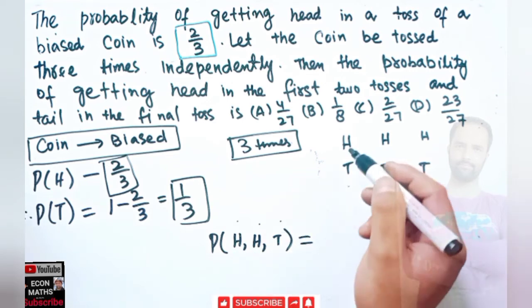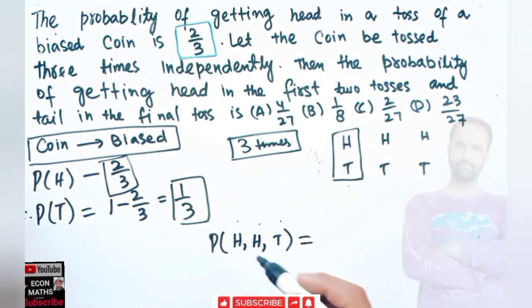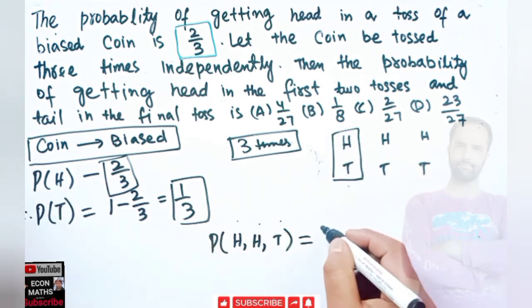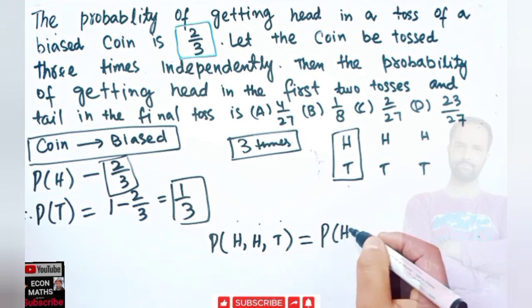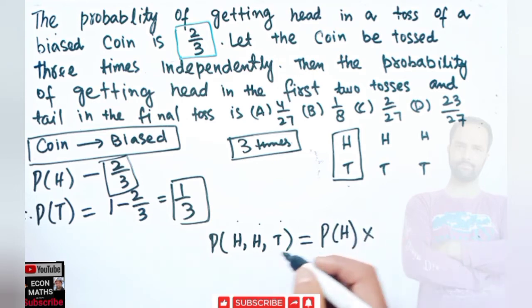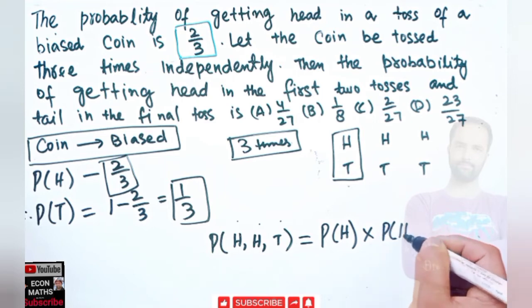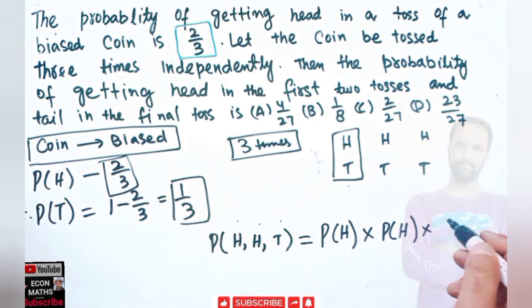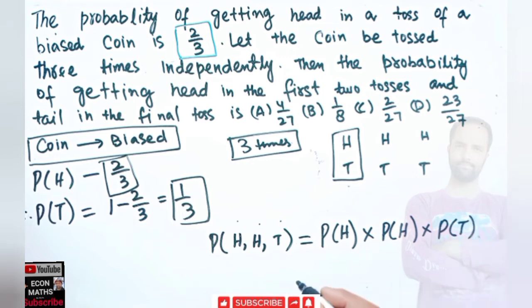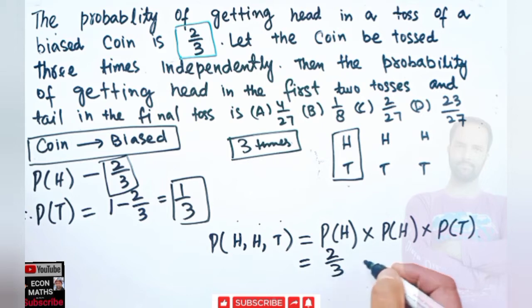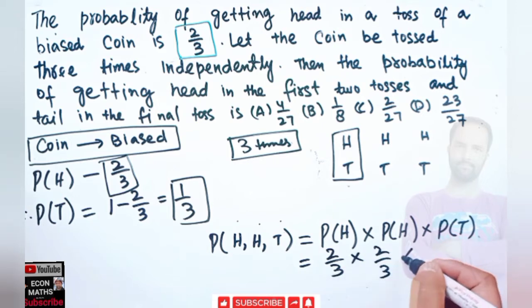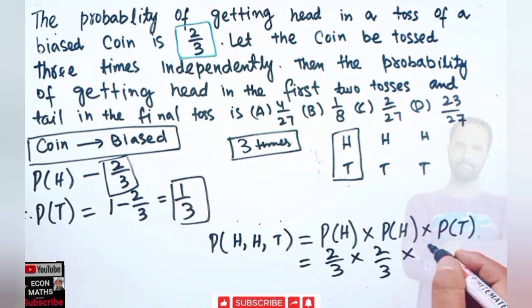That means probability of getting head in the first toss, let me write it here, is probability of head into probability of head into probability of tail. Probability of head is what we got, that is 2 upon 3, into 2 upon 3, into probability of tail is 1 upon 3. So this is 2 times 2 is 4, 3 threes are 9, 3 nines are 27. I guess 4 upon 27 should be the correct option.